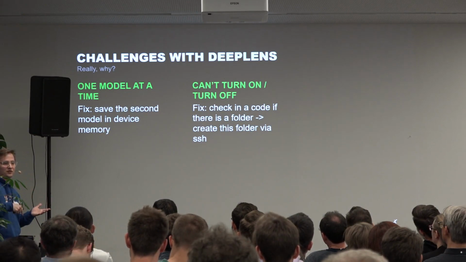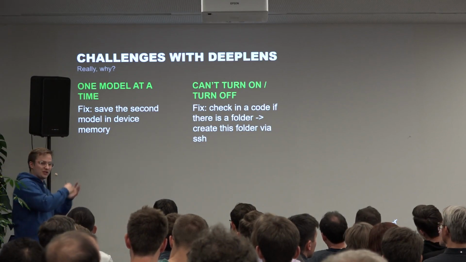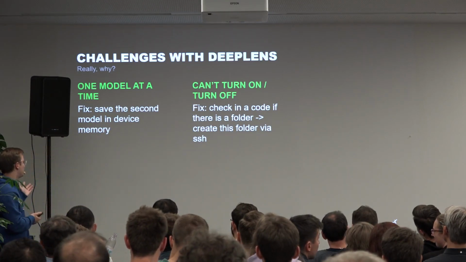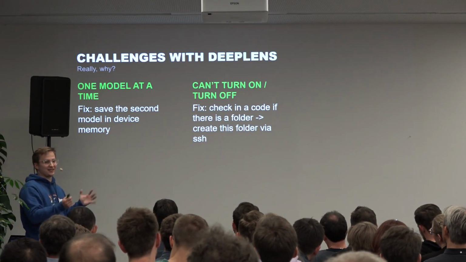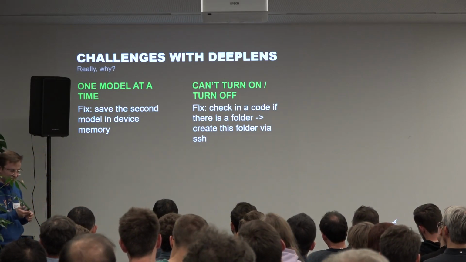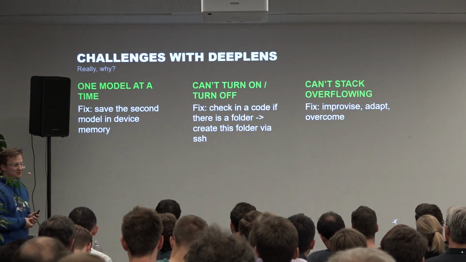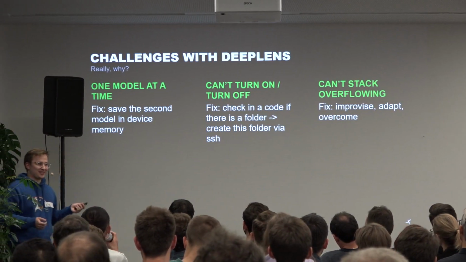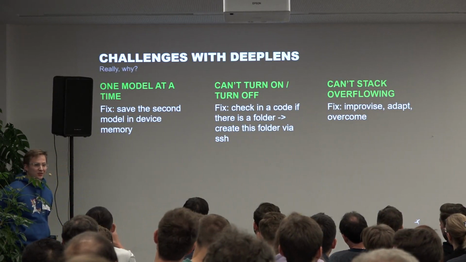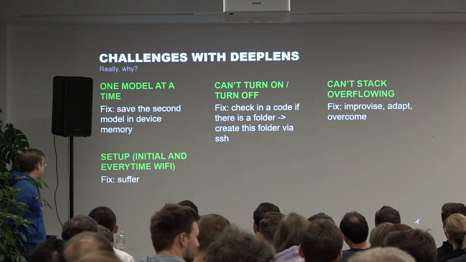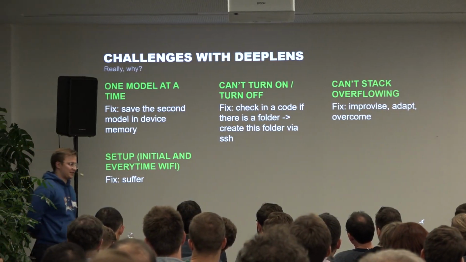Because you cannot turn off the algorithms and your program, you need to turn the whole camera off and then on again. You can, for example, create a folder there, check whether the folder was created, and then create and delete it via SSH. The other challenge is that you can't use Stack Overflow, and you are on your own, because not a lot of people work with it, so you can't find a working solution there. And there are a lot of problems with the initial and every-time setup, for example Wi-Fi or other different settings.